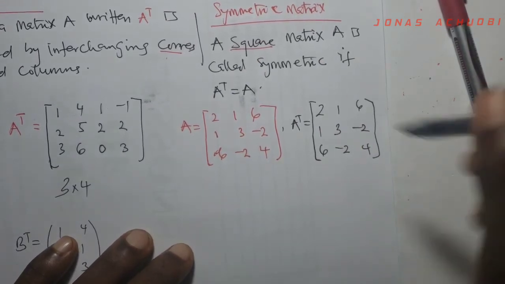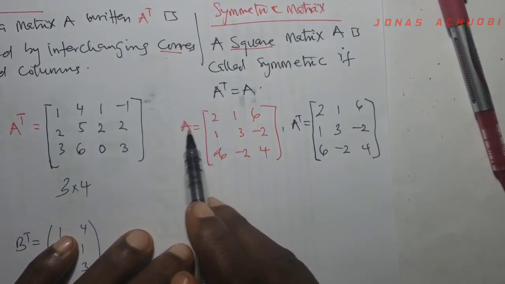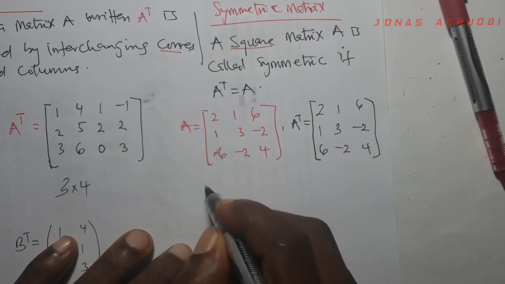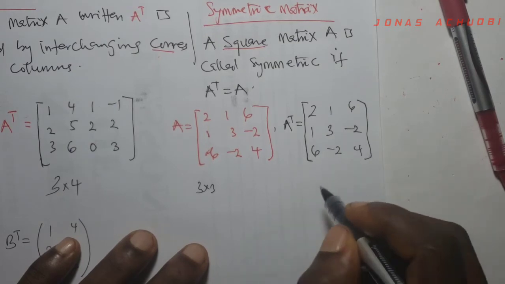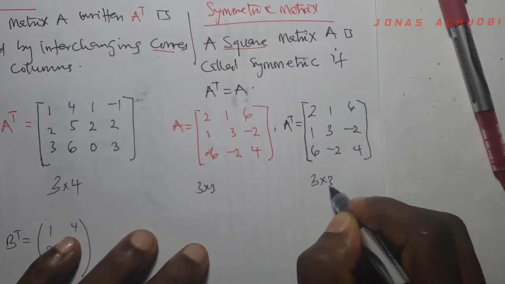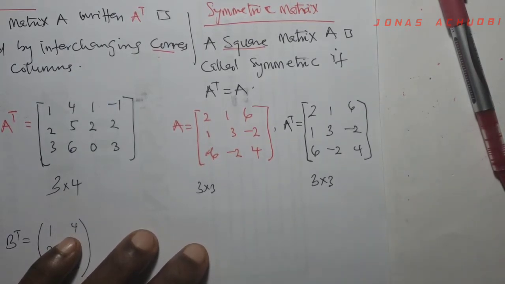So what are the observations? Matrix A is a 3 by 3 square matrix. The transpose again is a 3 by 3 square matrix. That's the first observation. What other observation do we have?